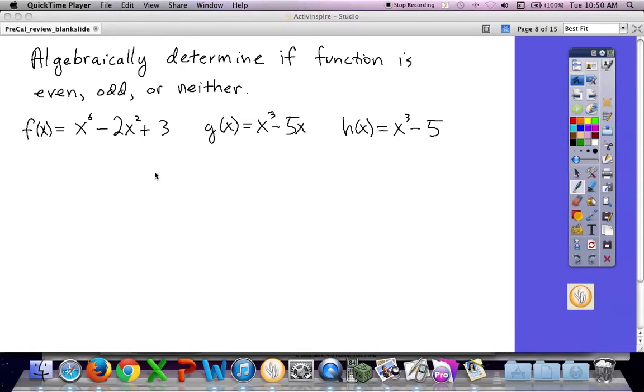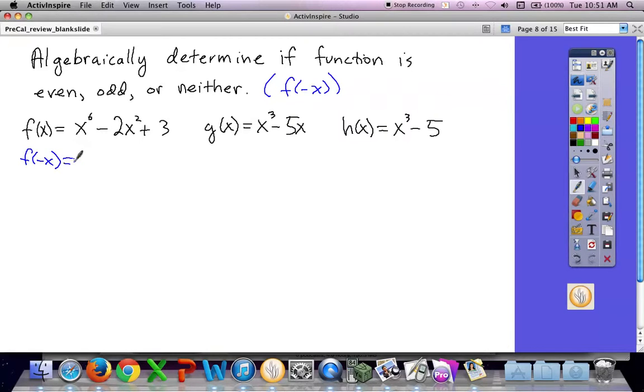Okay, algebraically determine whether a function is even or odd or neither. What do we substitute for x in order to show negative x? On the test, it says right here, substitute f of negative x. Find f of negative x. That's the key for algebraic. It's on the test, it says it right in the problem. So over here, let's find f of negative x. How do I do that?